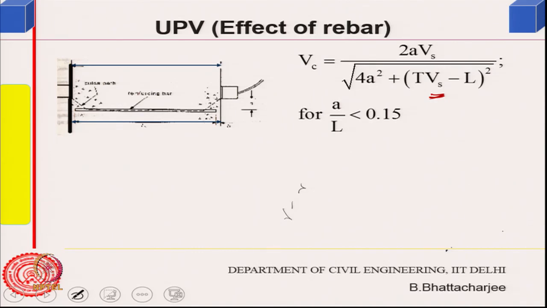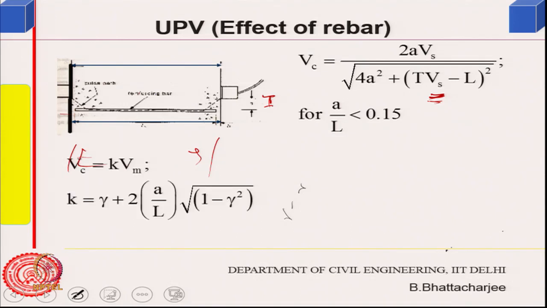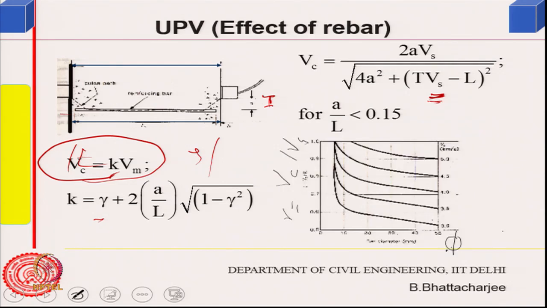Velocity has to be corrected using this kind of formula, where A is this length. The travel distance is A plus the length of the steel bar. The velocity of steel is around 5.6 kilometers per second. The velocity in concrete one has to find out; A is this distance, L is this length. Based on this you can find out. For A by L less than 1.15, no correction; otherwise, the measured velocity must be multiplied by a factor k, where k is given as gamma plus twice A by L times the square root of 1 minus gamma squared.